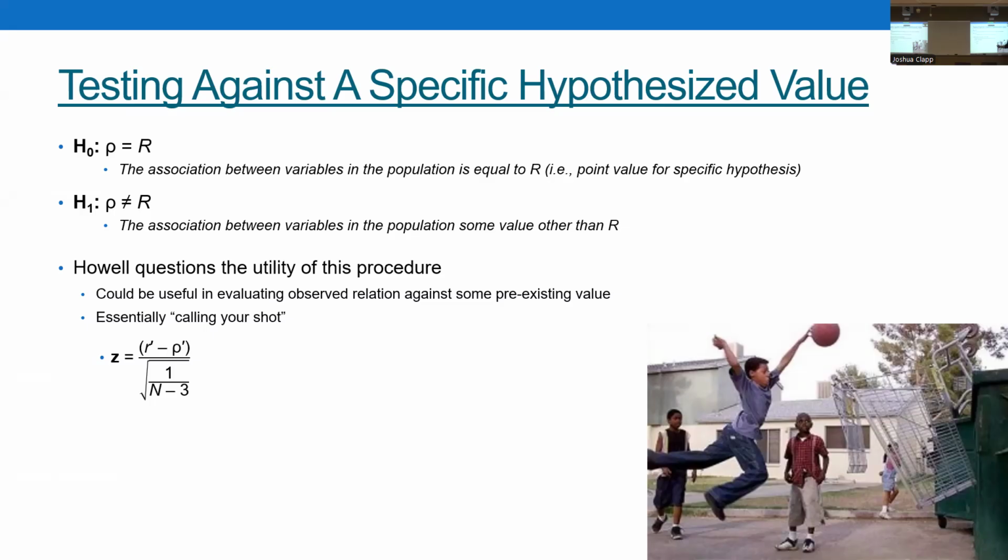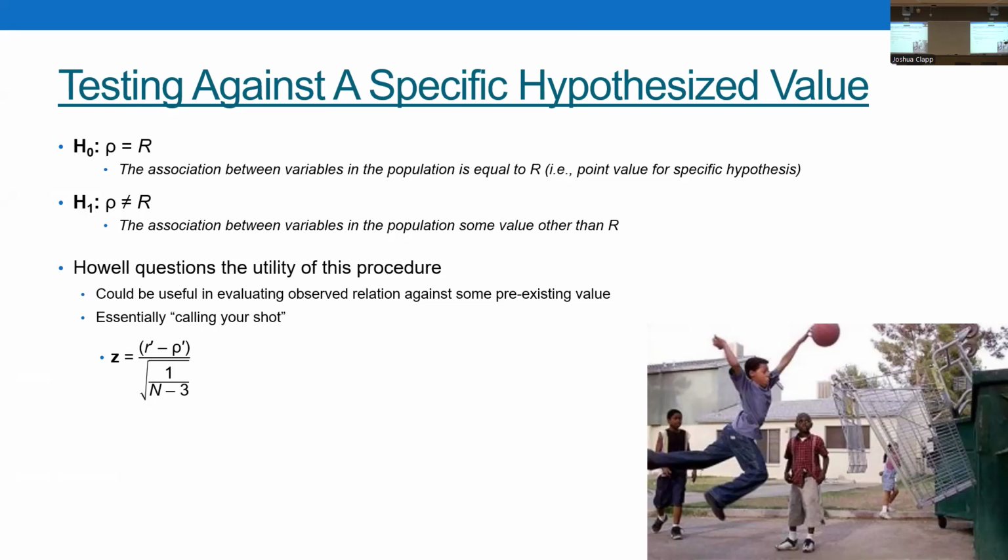Calculating this is easy though. What we would just do is take whatever your observed correlation is, R to Z that, just turn that to r prime, and then whatever your expected value under the null was, turn that into rho prime. Take that difference, divided by the square root of 1 over n minus 3, and now you've got a Z statistic that you can go through and test.